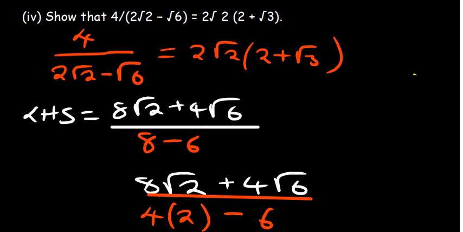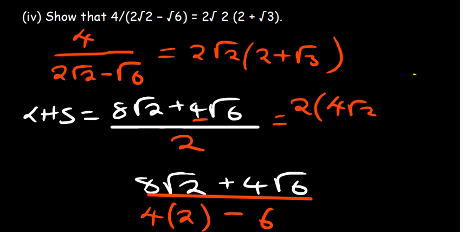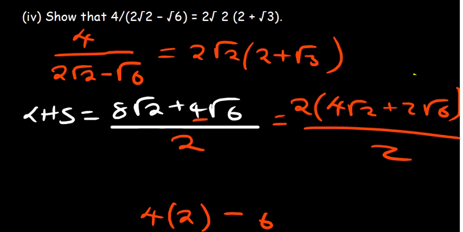So we know it's a 2 there. I can even show it directly. So we can factorize a 2 on top. If you factorize a 2, you're going to remain with 4 root of 2. Then the other part, you factorize a 2, you remain with a 2 root of 6 over a 2. So the 2 can divide out and it will cancel out.